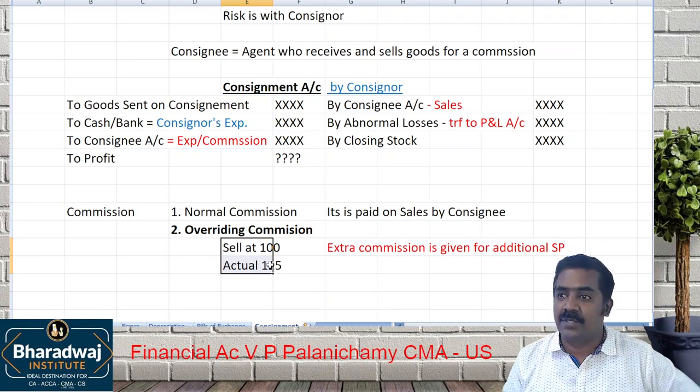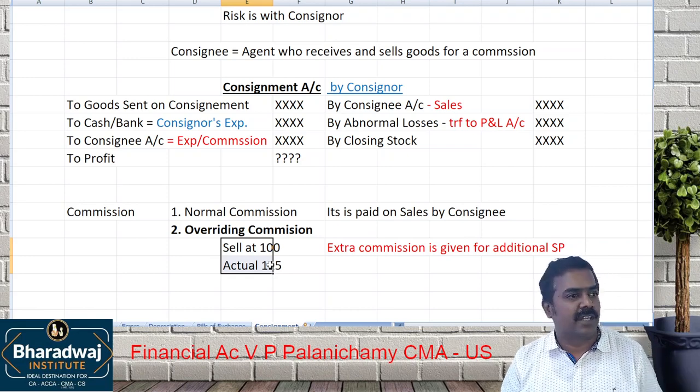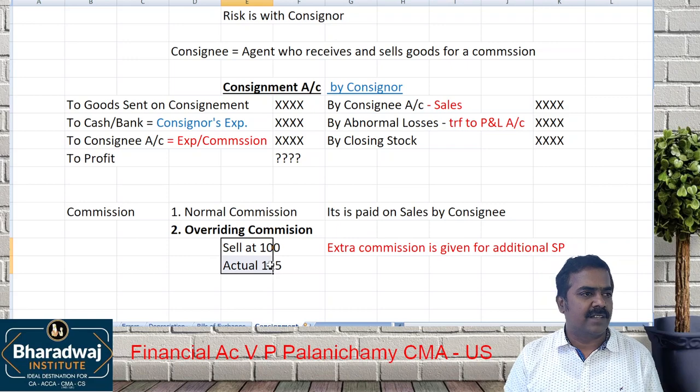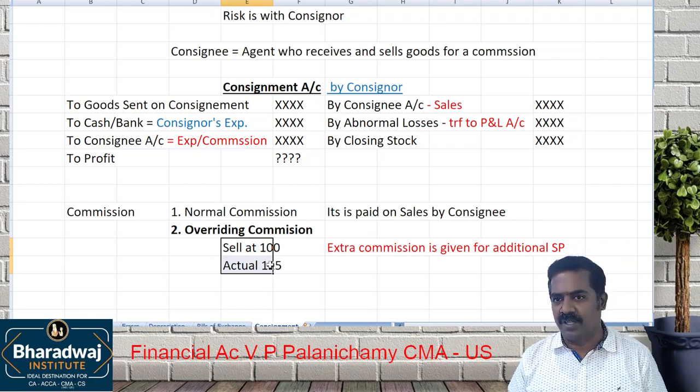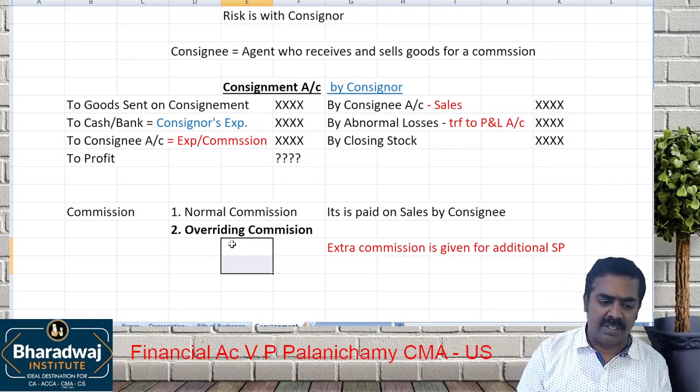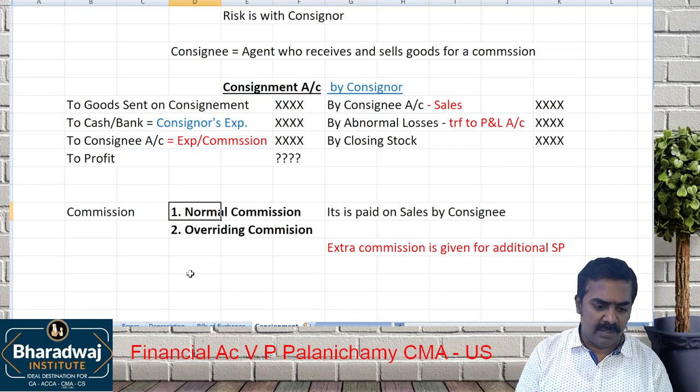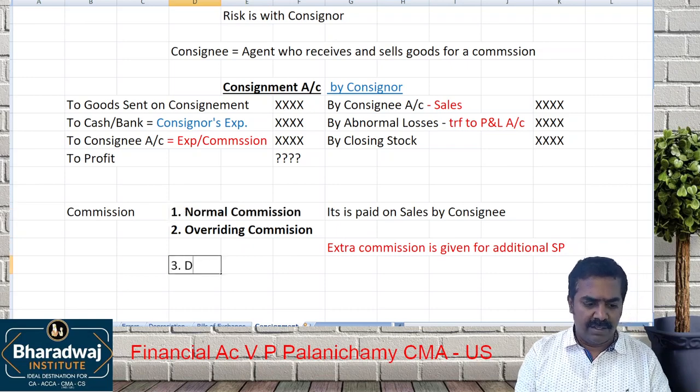At what price did I ask you to sell? 100. What is the actual selling price? What is the extra price? For that you will get extra commission. That is called which commission? Overriding commission. Then bill creditor commission.